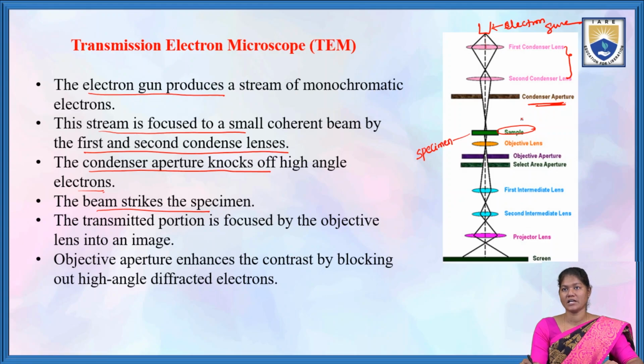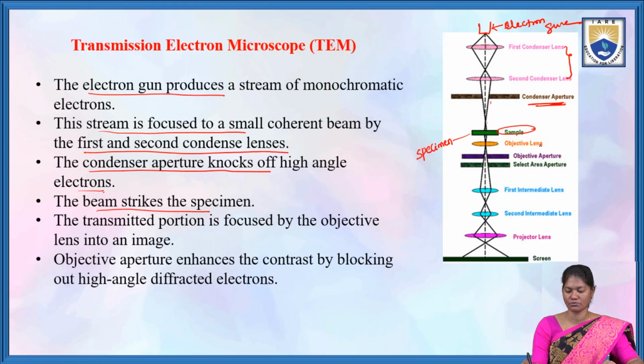So after the condenser aperture, there is a sample, which is a specimen, so that the beam strikes the specimen. Then when it hits the specimen, the transmitted portion is focused by the objective lens into an image.